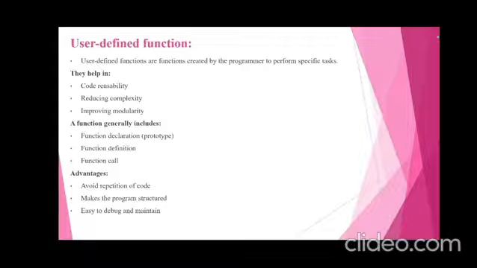A user-defined function generally includes three main parts: the function declaration or prototype, which tells the compiler about the function; the function definition, where the actual code is written; and the function call, which is used to execute the function.